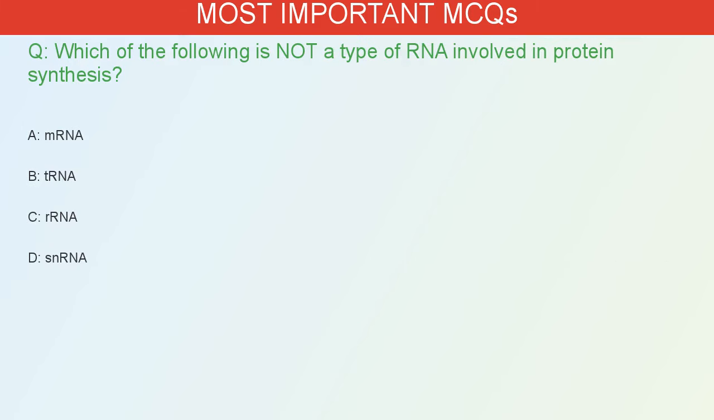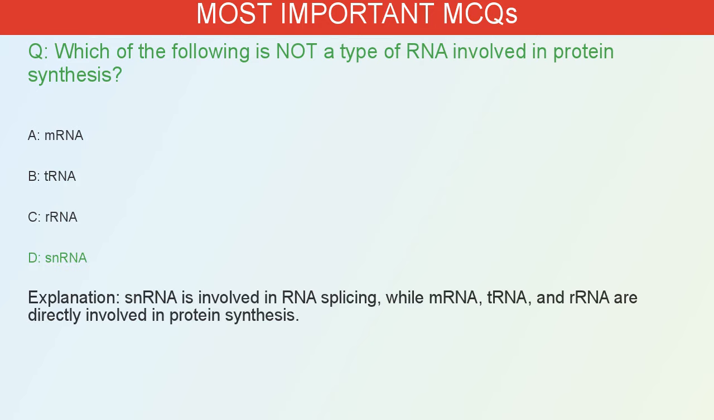Which of the following is not a type of RNA involved in protein synthesis? A. mRNA. B. tRNA. C. rRNA. D. snRNA. The correct answer is D. snRNA is involved in RNA splicing, while mRNA, tRNA, and rRNA are directly involved in protein synthesis.